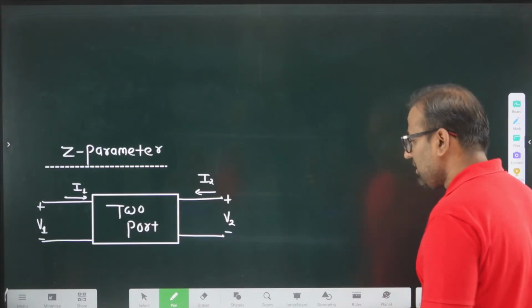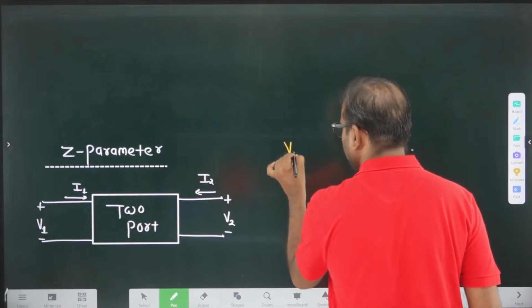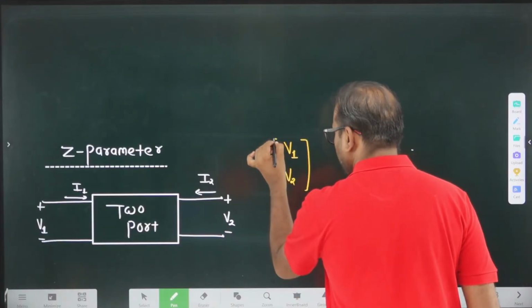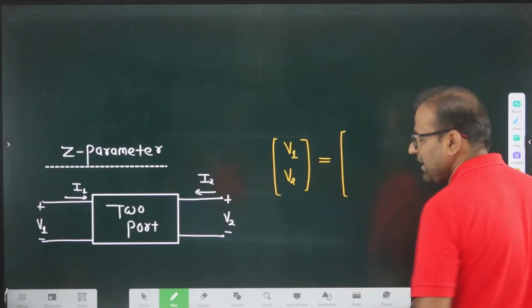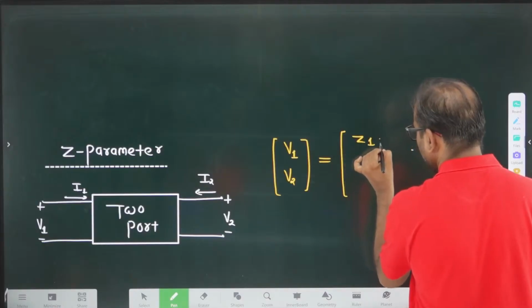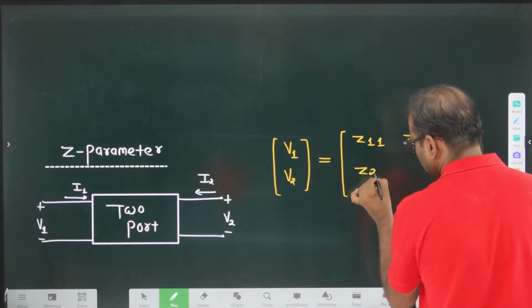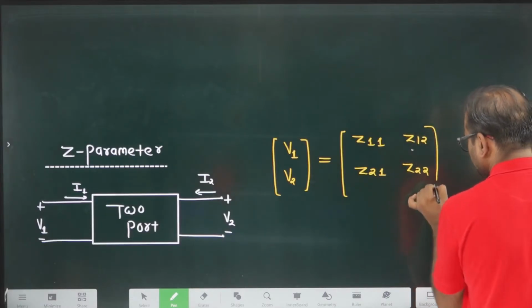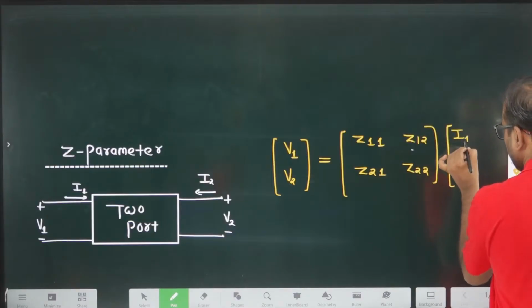So let's talk about this. What is the Z parameter? The Z parameter is given by V1, V2, where V1 and V2 are both dependent variables. Their values depend on what values of I1 and I2 you select. And this is Z11, this value is Z12, this value is Z21 and this value is Z22 times I1 and I2.